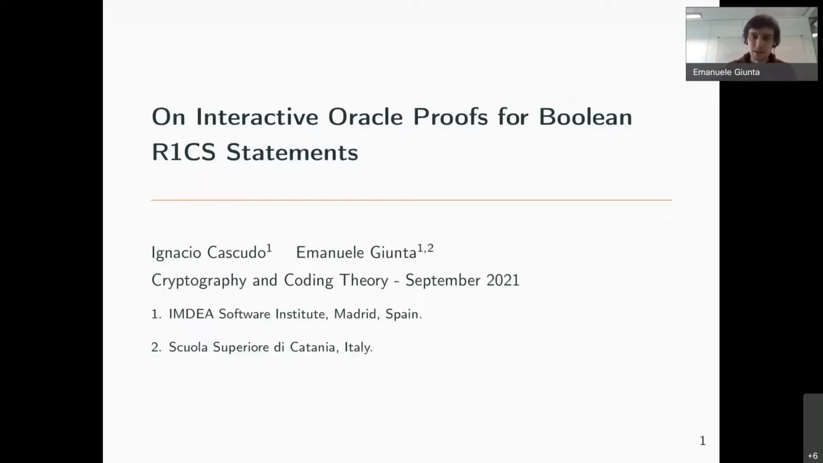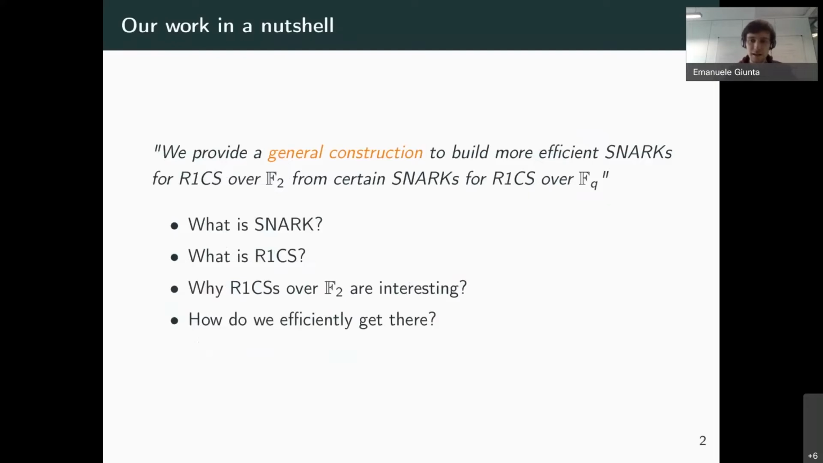Today I'm going to talk about my joint work with Ignacio Cascudo, my advisor, on IOPs for Boolean R1CS statements. Our work in a nutshell, the most significant bits of this presentation, are the following two lines. Essentially, we build a more efficient SNARK for R1CS over F2, starting from already constructed SNARKs for R1CS over FQ.